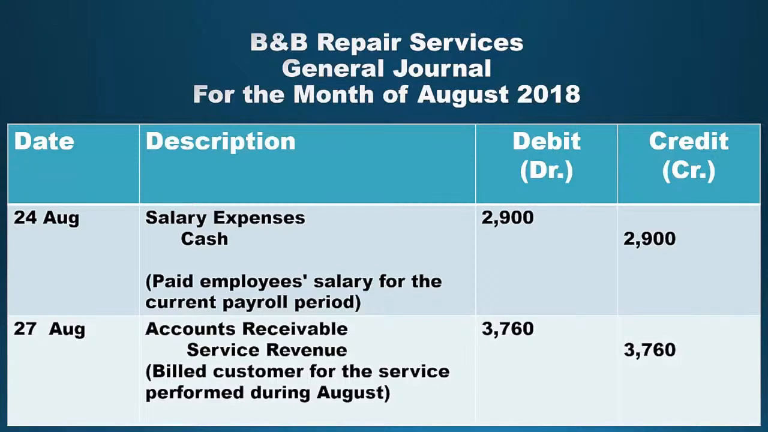Step 1. Review the journal entry. On August 27, the company billed customers $3,760 for services they performed during August. The customers haven't paid yet, so the amount is recorded as accounts receivable. The journal entry for this transaction was debit accounts receivable, $3,760, credit service revenue, $3,760. This means we'll need to post to the accounts receivable ledger and the service revenue ledger.